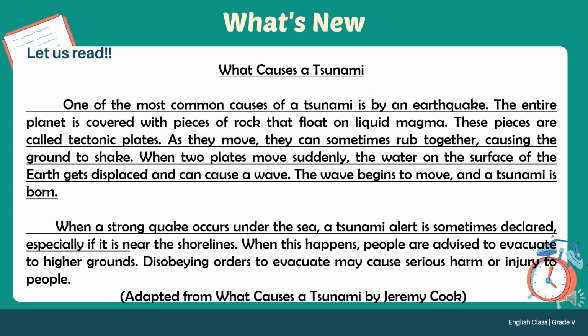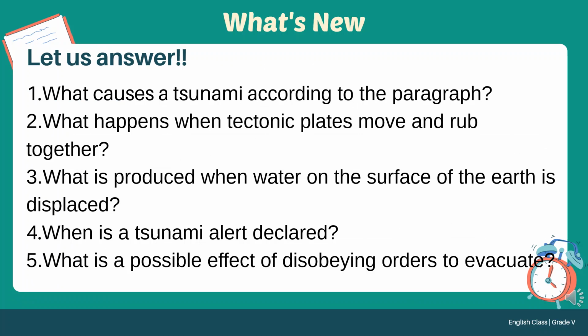When a strong quake occurs under the sea, a tsunami alert is sometimes declared, especially if it is near the shorelines. When this happens, people are advised to evacuate to higher grounds. Disobeying orders to evacuate may cause serious harm or injury to people. Adapted from What Causes a Tsunami by Jeremy Cook. Now it's your turn to answer the questions regarding the paragraph.